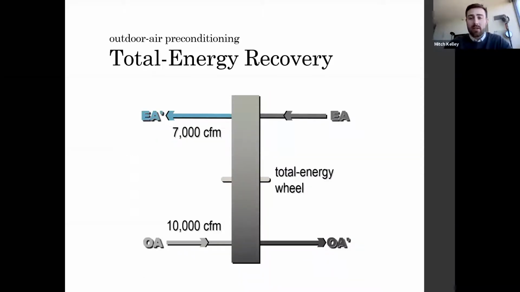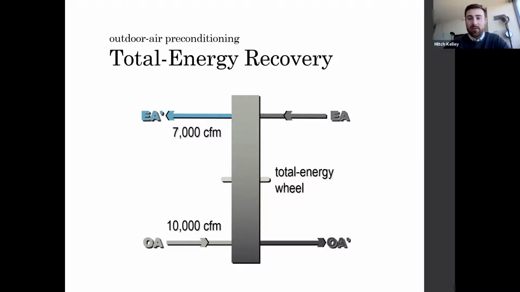Now, let's look at the impact of using a total energy recovery device for outdoor air preconditioning. Here is a total energy wheel installed to precondition the outdoor air. During the cooling season, this desiccant-coated wheel revolves slowly through the outdoor and exhaust air streams. It removes both sensible heat and moisture from the outdoor air and rejects it to the exhaust air. During the heating season, the wheel recovers both sensible heat and moisture from the exhaust air and transfers it to the outdoor air. At these unbalanced airflows shown, the effectiveness of the wheel is 82%.